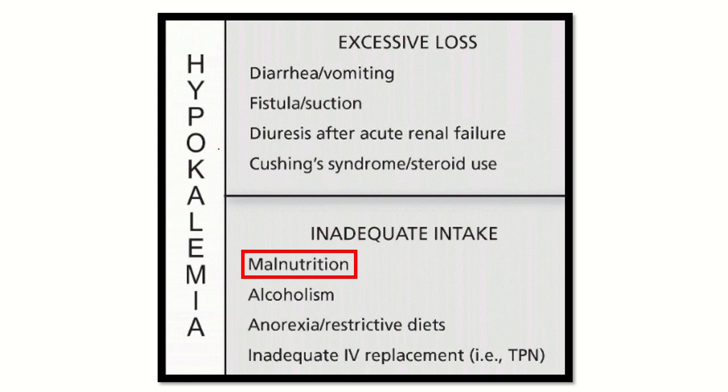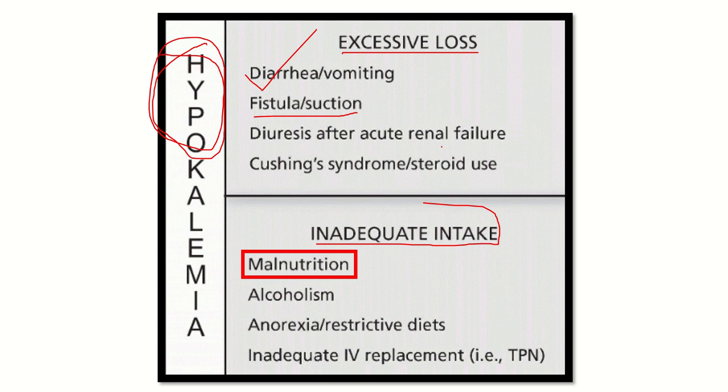And here we can see the causes of hypokalemia, which is also important. Hypokalemia may be caused by excessive loss of potassium and inadequate intake. Excessive loss may occur through diarrhea or vomiting, fistula or suction, diuresis after acute renal failure, Cushing syndrome or steroid use. These causes decrease the level of potassium in the blood. The second is inadequate intake. When there is inadequate intake of potassium, it also reduces the blood potassium level.